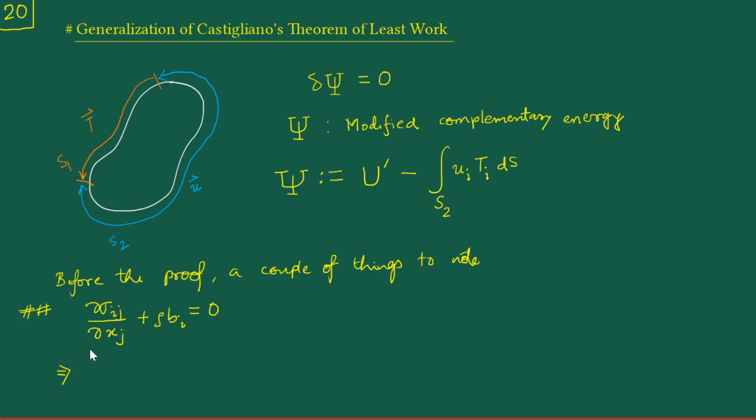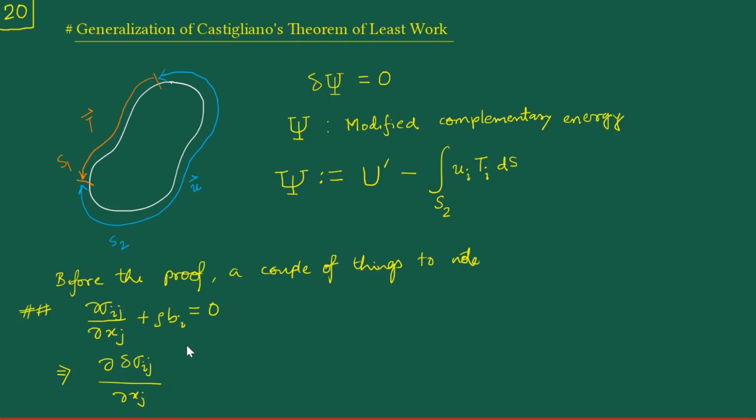Okay, so if we take the first variation of this, we'll put the variation symbol here, and then we can take that inside the partial derivative to obtain this. Now, please note that because the body forces on the body, the body forces, they are specified, there will be no variation on this.